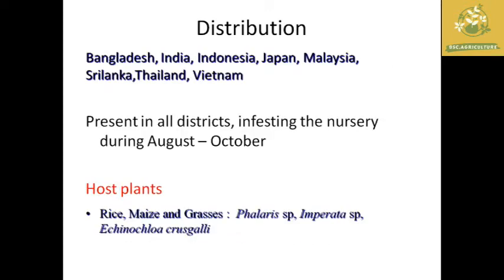Regarding the distribution, they are mainly distributed in Bangladesh, India, Indonesia, Japan, Malaysia, Sri Lanka, Thailand and Vietnam. These insects are present in all the districts, and their major infesting nursery period is mainly August to October. The serious pest attack is mainly observed during this period, and the major host plants are rice, maize, and grasses. Based on the host plant, even their scientific names are classified, such as the thrips also having Paspalum species, Imperata species and Echinochloa crus-galli.